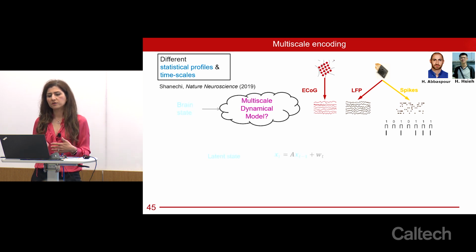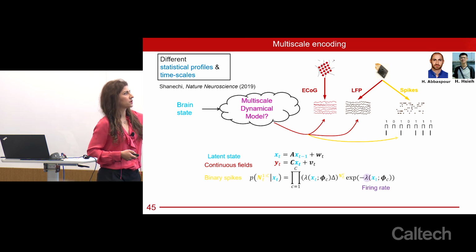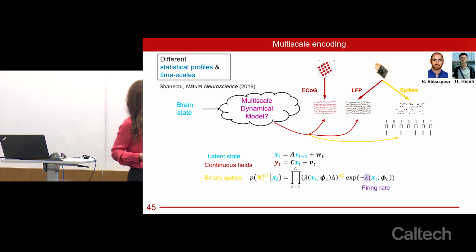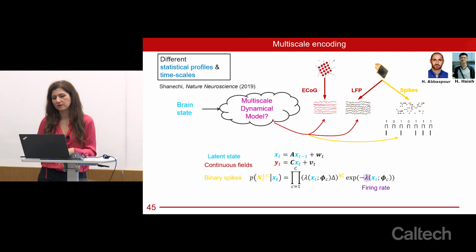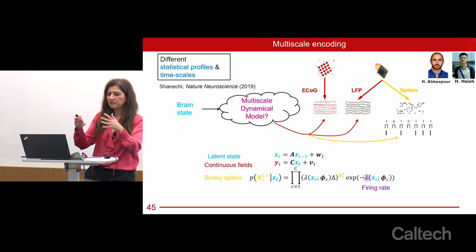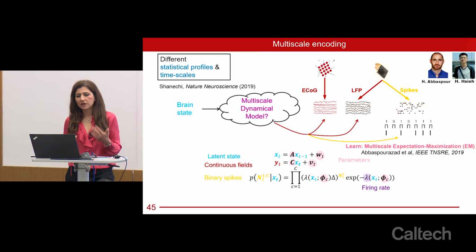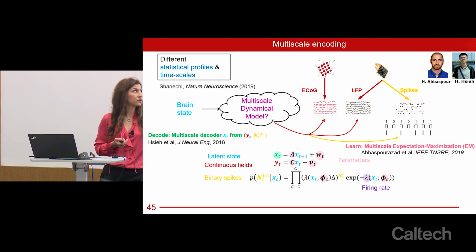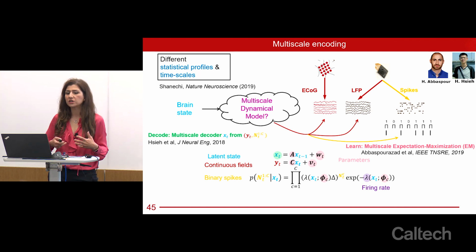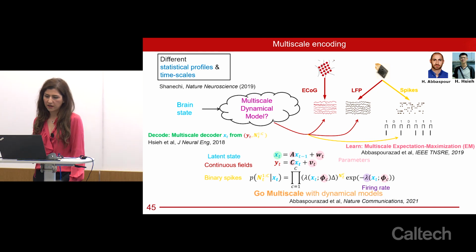So we've been developing a multi-scale dynamical model that can tell us how a given latent state is represented not only in continuous modalities, but also in discrete modalities that we model as a point process or Poisson process that you probably have heard about in the past week. Now, this is a new model structure. It's a multi-scale dynamical model. So we had to develop new learning algorithms to learn the parameters. We had to develop new inference or decoding algorithms to aggregate information across modalities about the latent state, and that allowed us to go multi-scale with our dynamical models.